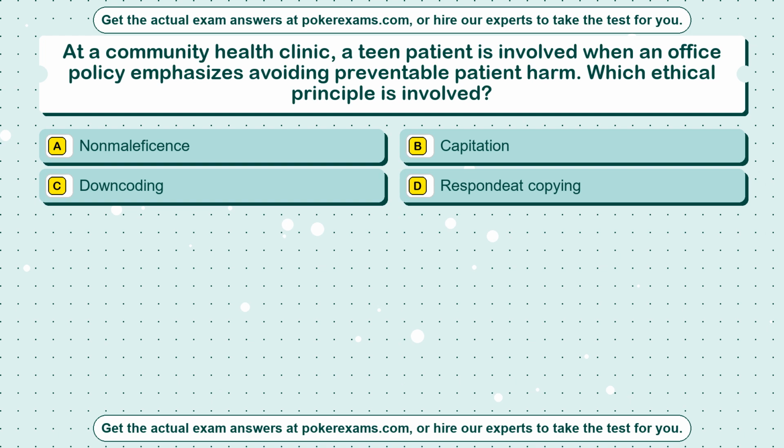Question 81. At a community health clinic, a teen patient is involved when an office policy emphasizes avoiding preventable patient harm. Which ethical principle is involved? Option A, non-maleficence. Option B, capitation. Option C, downcoding. Option D, respondeat copying.